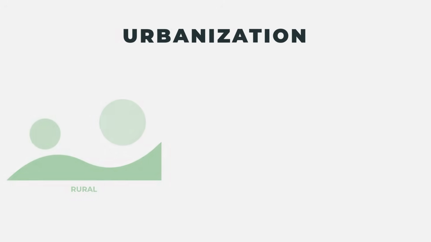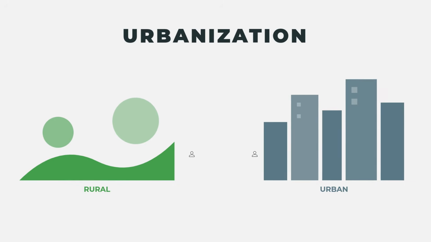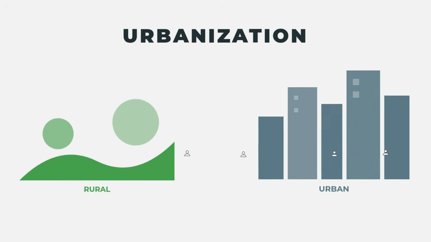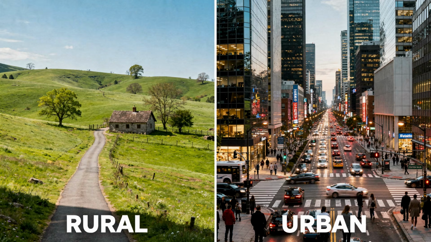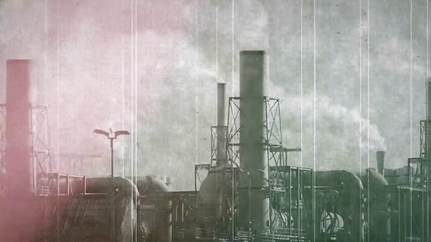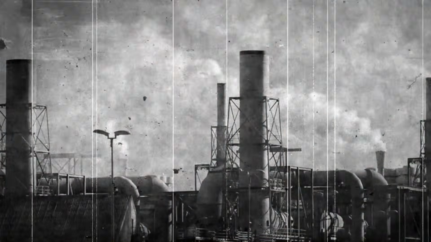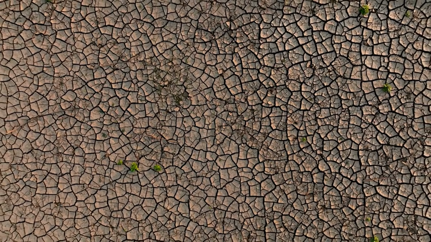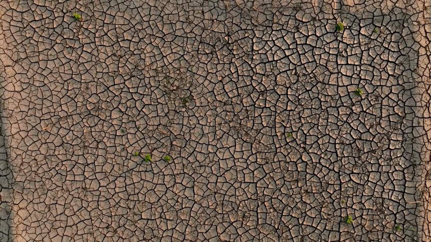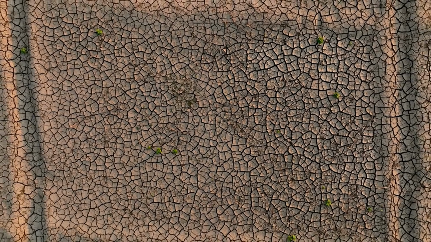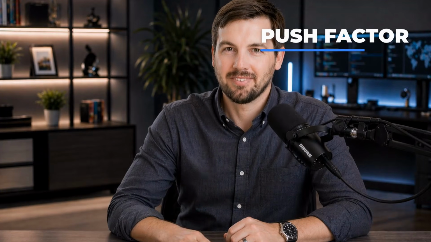A key term is urbanization, which means the growth of cities and the movement of people from rural areas into urban areas. A rural area is countryside with lower population density, while an urban area has higher population density and more built structures. In many countries, urbanization increased during the Industrial Revolution, when factories created jobs that pulled workers into cities. This is called a pull factor. In many developing countries today, people also move to cities because rural poverty, conflict, or lack of farmland pushes them away. That is called a push factor.